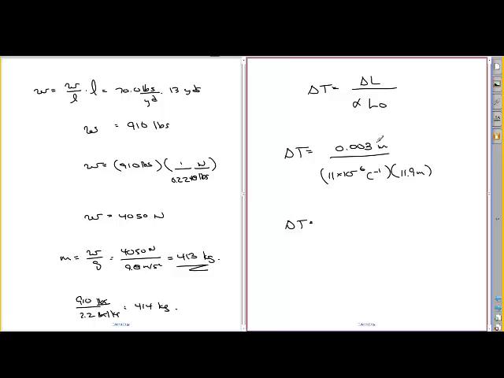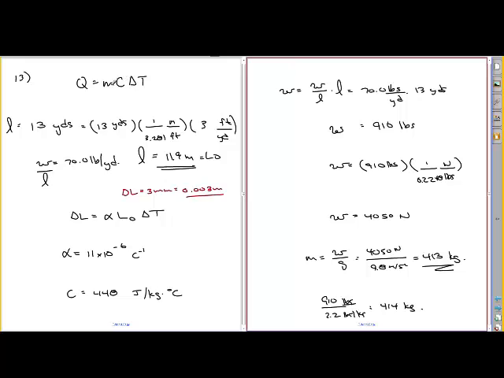Meters cancel out. It's degrees C to the minus 1 power, move to the numerator, it becomes degrees C. So we get 0.003 divided by 11 e to the negative 6 power divided by 11.9. And I get 22.9 degrees C, which is reasonable. Okay, so that's good.